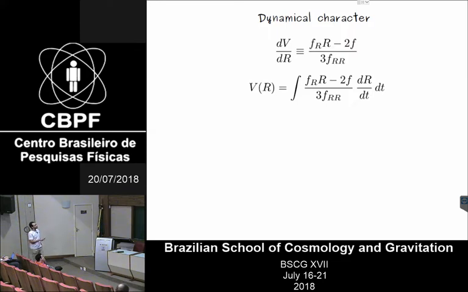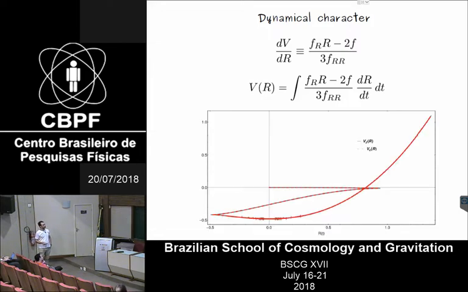Okay, so let's go back to this dynamical character of the potential, right? As I said, what we have is the first derivative. We can integrate that, and we can have v as a function of t, right? So remember, that's what we have, right? So the red one is the numerical solution, and the dotted line is a fit that we made.